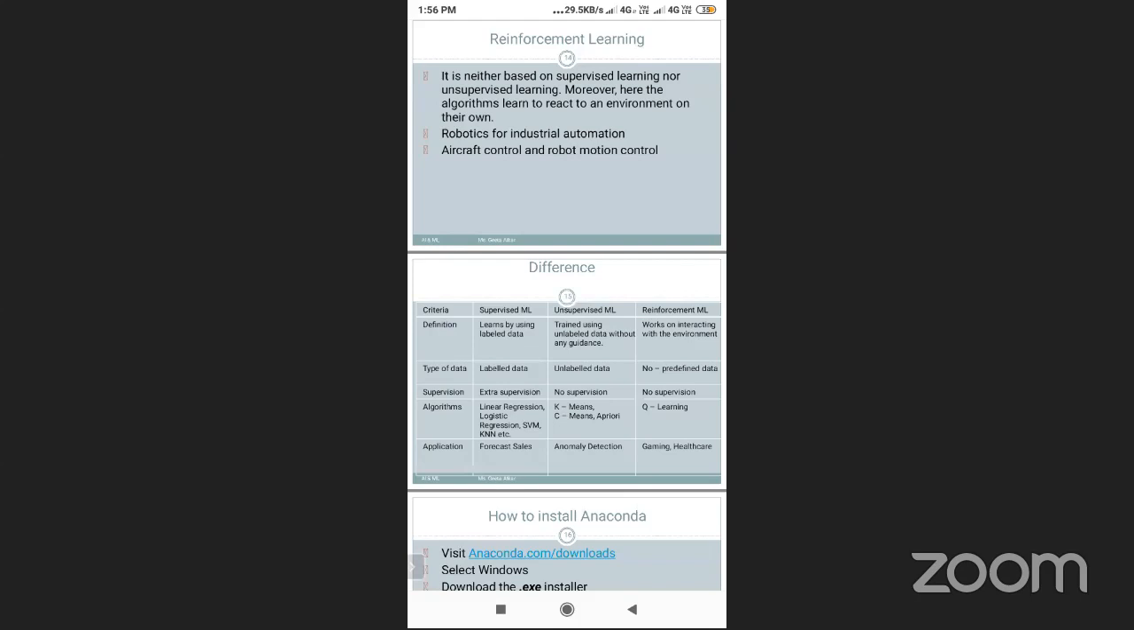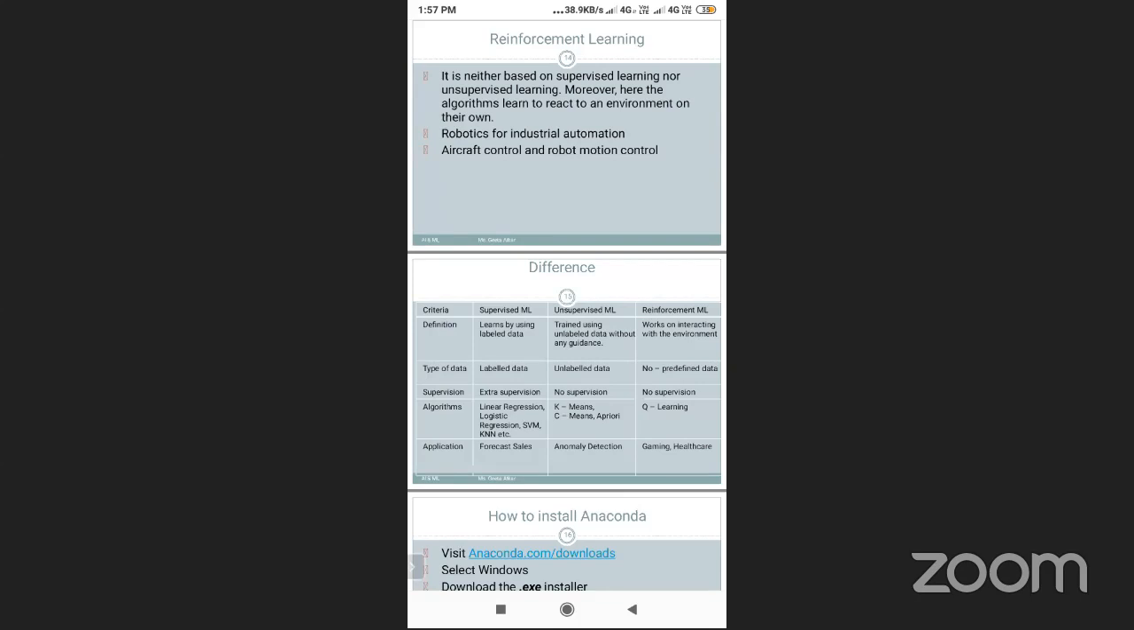There are some basic algorithms under supervised, unsupervised, and reinforcement learning. In supervised learning: linear regression, logistic regression, SVM, which is a support vector machine, and the K nearest neighbor algorithm. These are trained using labeled data. In unsupervised learning: K means, C means, and the Apriori algorithm. And in reinforcement learning, Q learning is one example. I have also given one example application for each category. First is forecasting sales, like from previous sales.